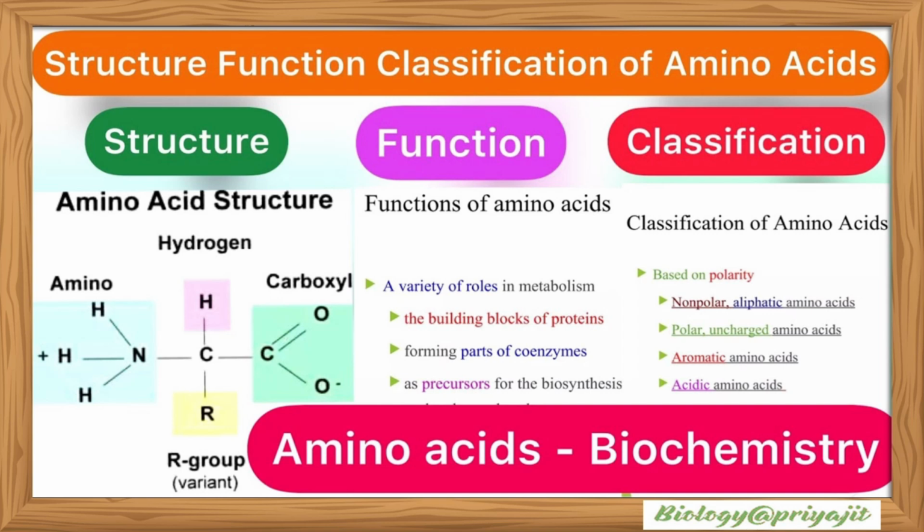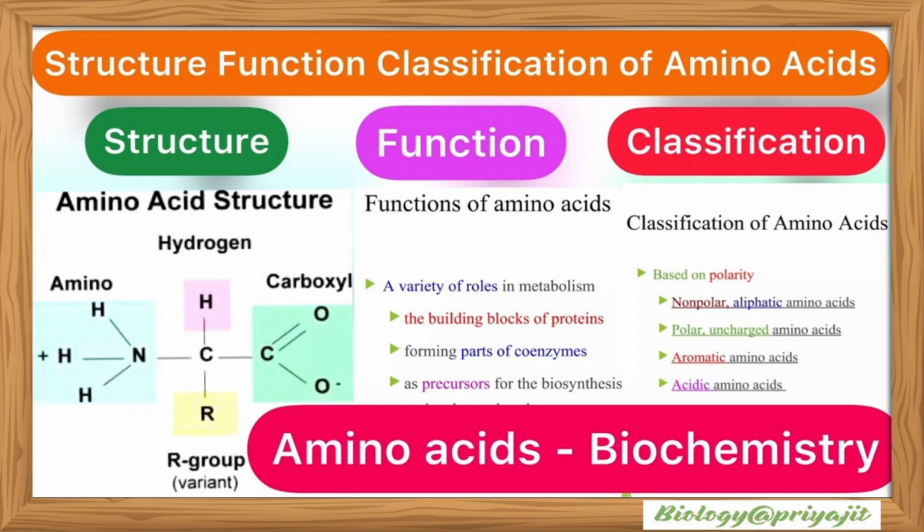So the basic structure of the amino acid is here. This is the central carbon atom, and with this carbon there is one hydrogen atom, one amino group, a carboxyl group, and there is a variable R group. Among the different amino acids, the R group is different from each other, but other than the R group, the remaining structure is the same in all amino acids.